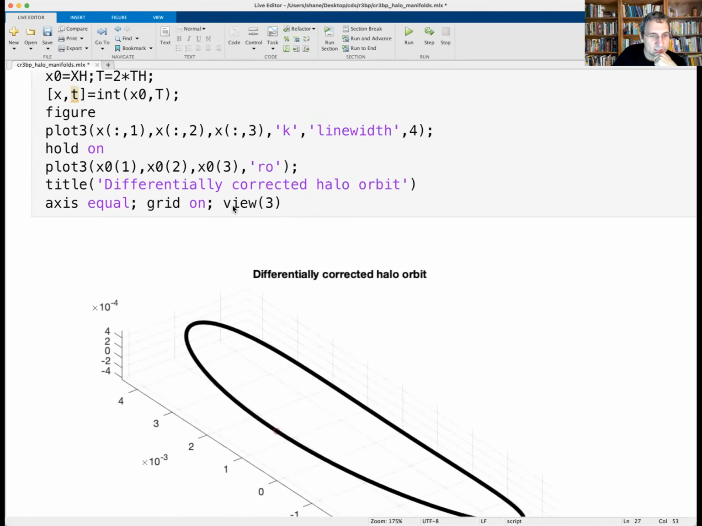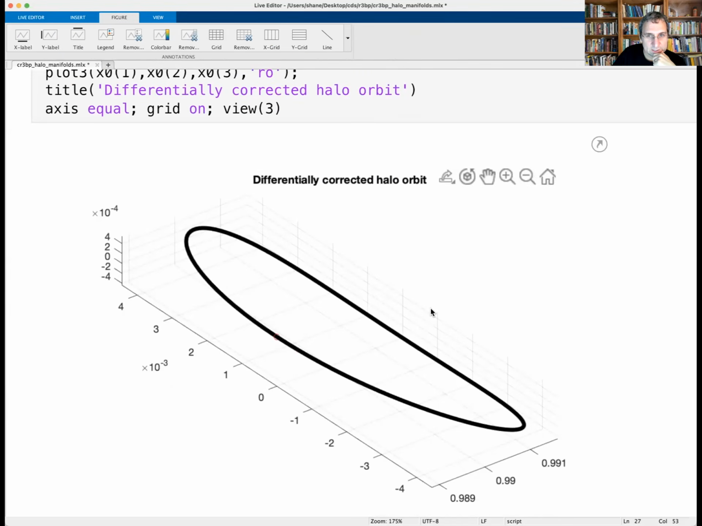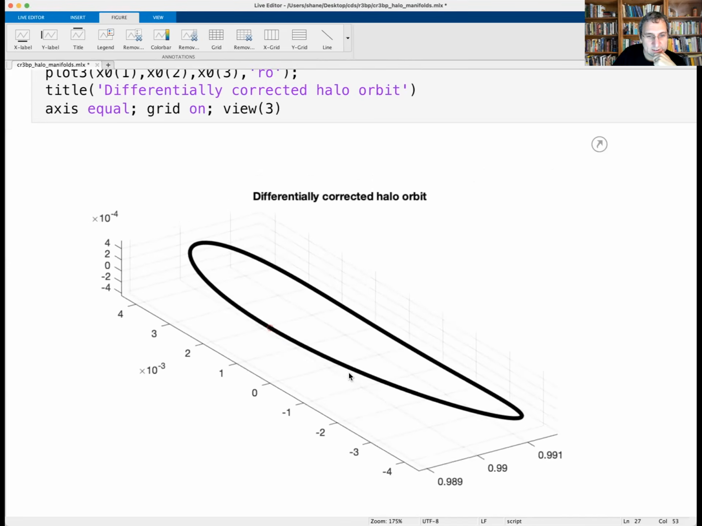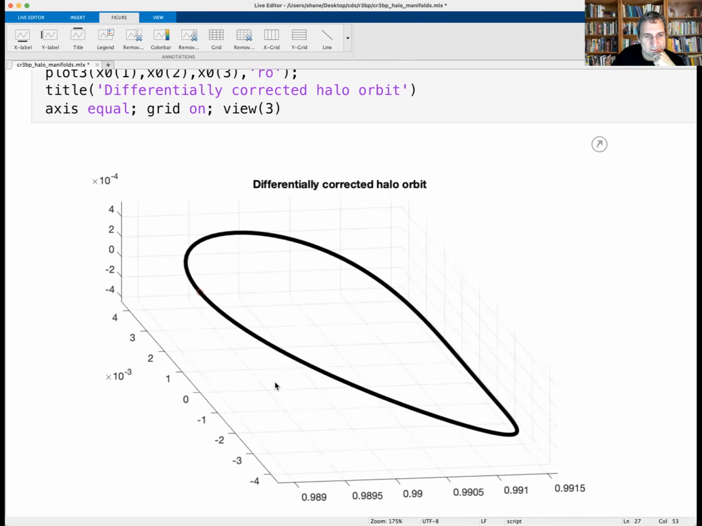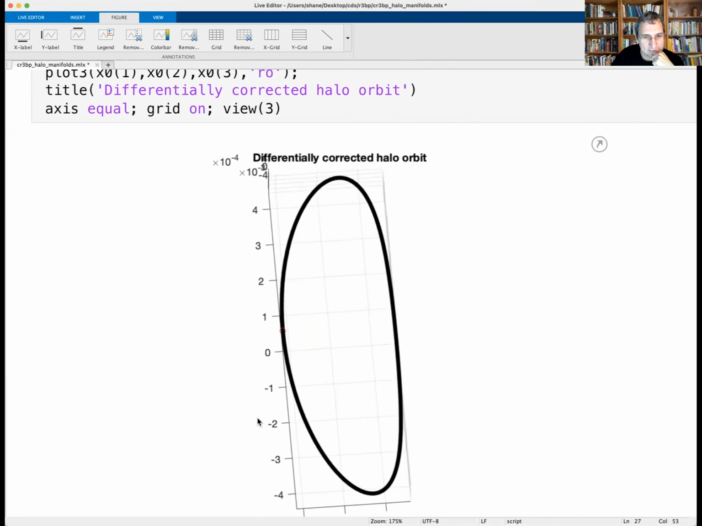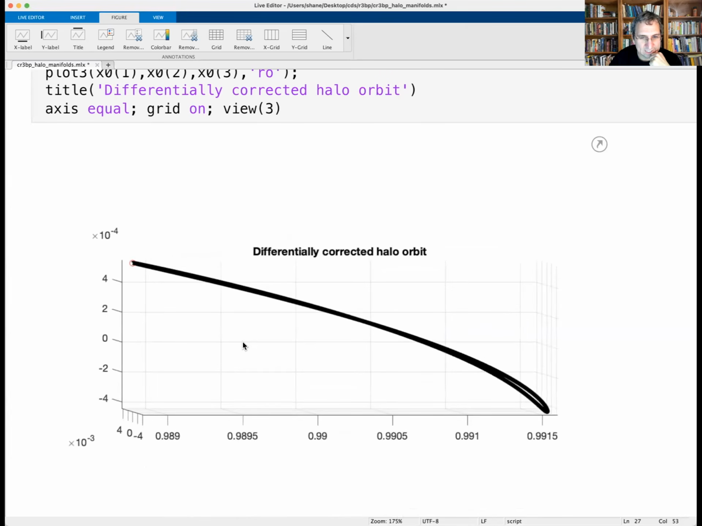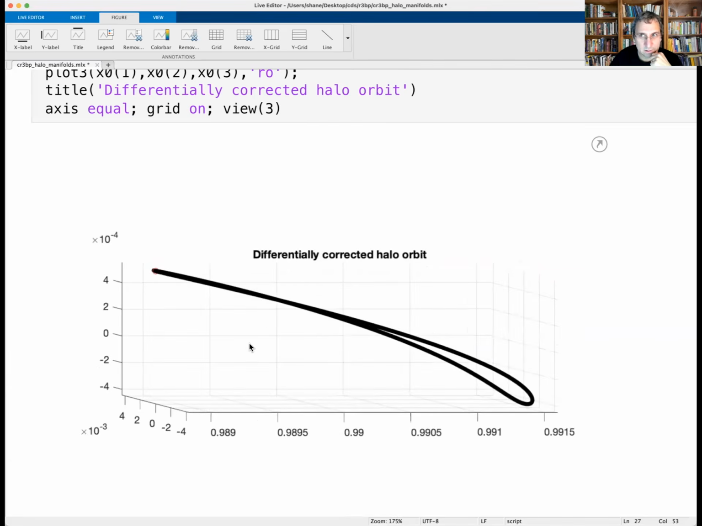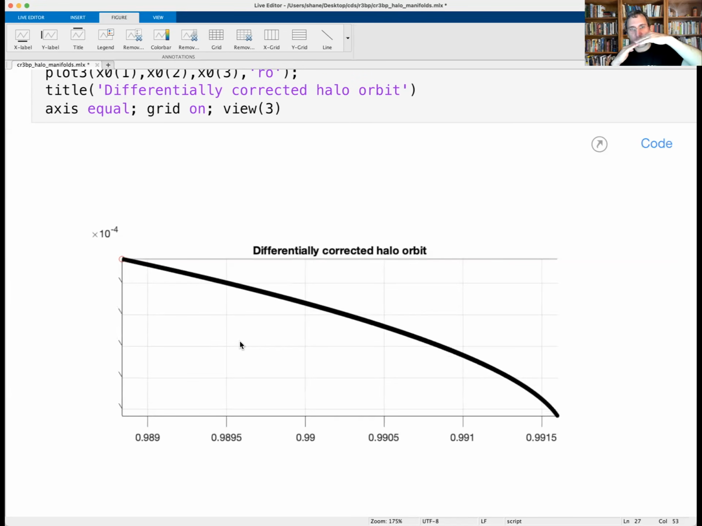And you can see, here's the differentially corrected halo orbit. I don't know if this is 3D. Yeah, I think so. Can I move it around? Yeah, so you can kind of see, here's what it looks like from above. This is an L1 halo. And I view it as like the edge of a potato chip. It does have some curvature. Seen from the side, it just projects to a line.